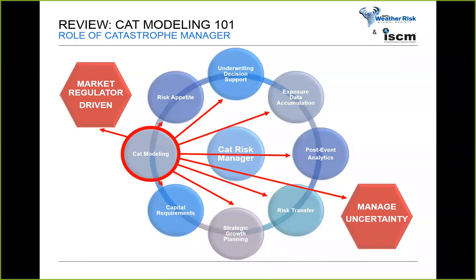In fact, if my PowerPoint presentation skills were better, I would have redone this image as an arch with the CAT modeling as a keystone that helps support everything else in place. As in a keystone in an arch, you remove that, everything else below it crumbles. And you can kind of think of CAT models as that keystone of the modern role of the catastrophe manager. It literally does influence every other role here and is a critical and integral part of making decisions within this role in the industry.